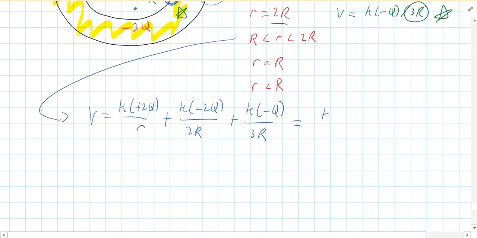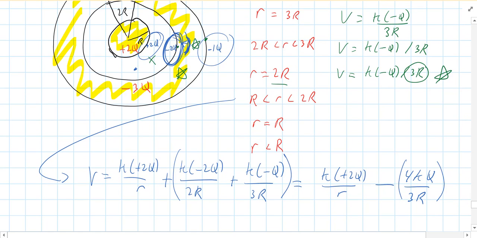So you'd have k times positive 2q over r, and then you'd have, let's see, this would be a minus. Common denominator here would be 6. You'd have 6 over 6 minus 2 over 6, which would be negative 8 over 6, which would be negative 4/3. So you'd have negative 4kq over 3 big R. Okay, so I'm just combining these two terms and putting it here. Okay, so that would be your voltage in the region between R and 2R.